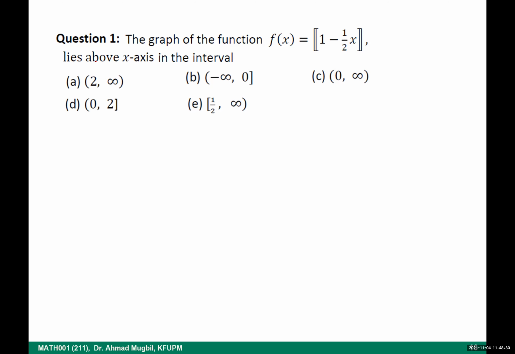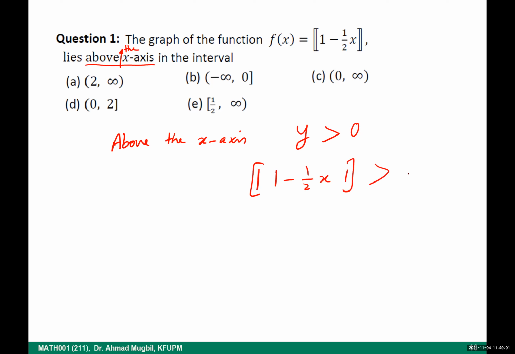So what is the meaning of above the x-axis? Above the x-axis. There is a missing "the", by the way, here. I told you that it is like the moon and the sun. It is the x-axis. Above the x-axis means that y is strictly greater than 0. Strictly, not even equals. Okay? So this means that the greatest integer of 1 minus a half of x is greater than 0.